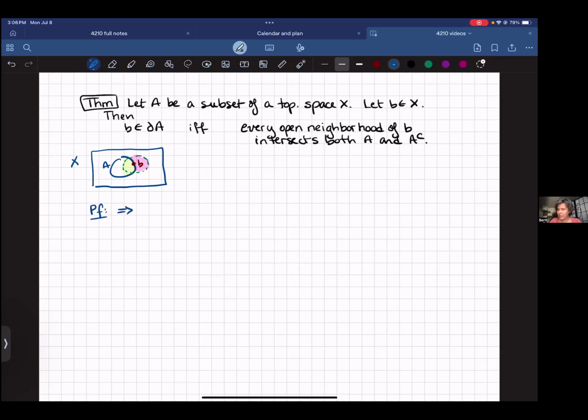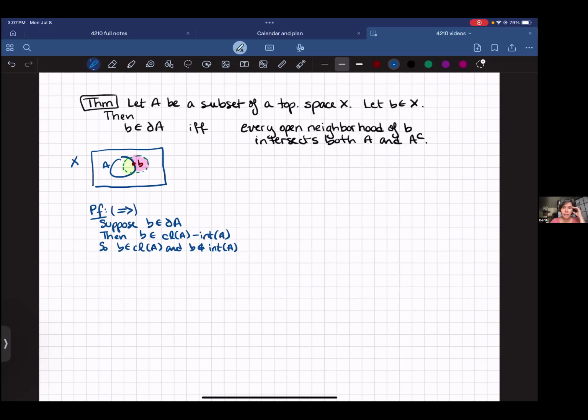For the forward direction, suppose B is in the boundary of A. By definition, that means that B is in the closure of A minus the interior of A. That is the definition of boundary. What does it mean for a point to be in the difference of two sets? That means that B is in the closure of A and B is not in the interior of A. That's the meaning of set minus.